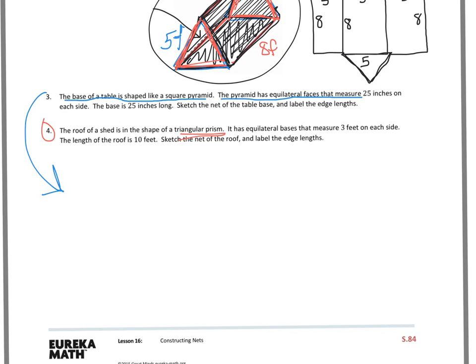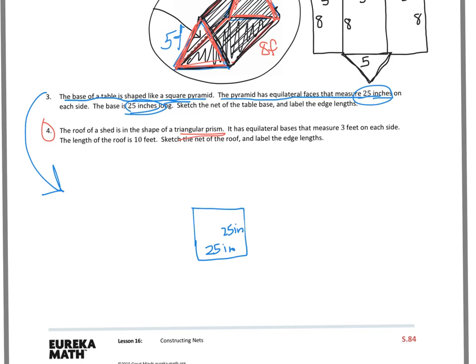So I'm going to go through and we're going to take a look at this pyramid. And there's a few different ways we can do this. I know that if everything is 25, the base of the table is like a square pyramid. So I'm going to start off with a square. And they talked about 25 inches here and 25 inches here. So 25 inches. Let me redo that so you can read it. 25 inches. 25 inches. Square pyramid.